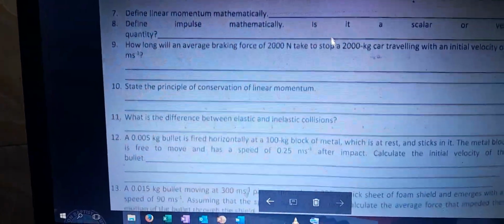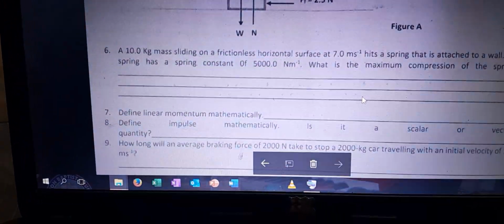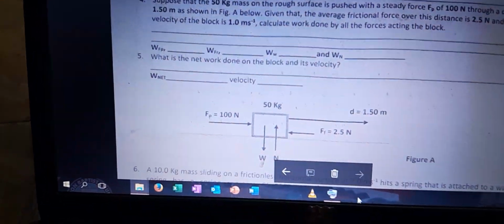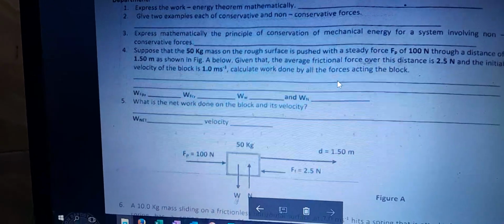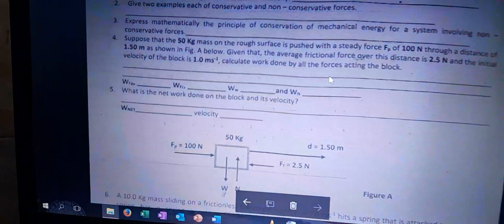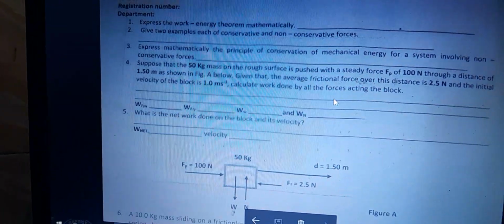All right, so I'm just going to briefly show us the question. Right, so we dive straight into these questions. The questions that need me to calculate, I'm going to calculate, and those questions that just need explanation, I will just explain them. Right, question one: express the work energy theorem mathematically.